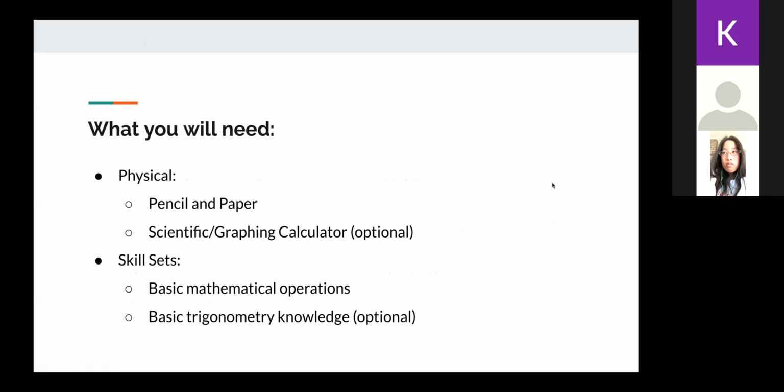So what you will need to continue this course. It would be preferable if you have pencil, paper, and graphing calculator. And maybe you need to know basic mathematical operations, and it would be nice if you know some trig as well.